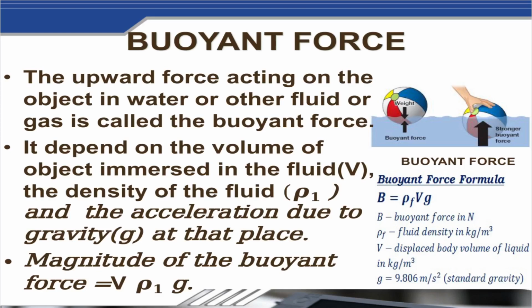You can see what is B. B is the buoyant force. Its unit is Newton. And rho F, F means fluid. Fluid density in kilogram per meter cube. V is the displaced volume of liquid in meter cube. Now gravity is 9.806 meter per second square. It's a standard gravity.